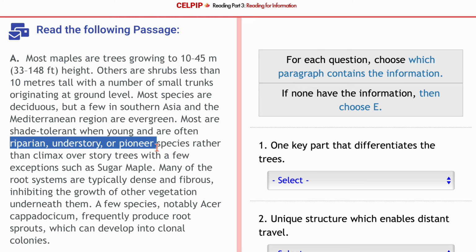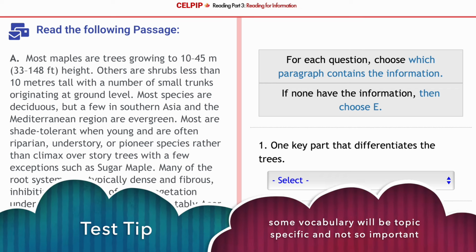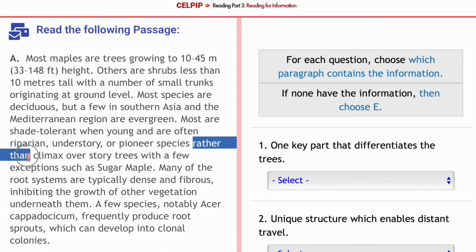That's something we need to keep in mind. Sometimes when we have these kinds of topics like trees, some words are only specific to this topic, which are not so important, okay? Rather than is a good word. Rather than, instead of, okay? Again, another type of tree here.